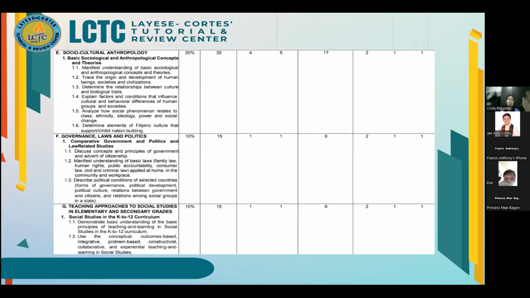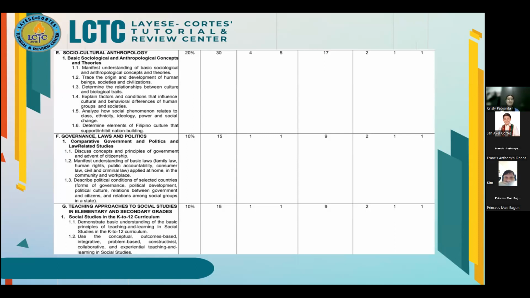So, trace the origin and development of human beings, societies, and civilizations. If you're familiar with Charles Darwin, the natural selection, common nga phrase nga survival of the fittest. So it's under sociocultural anthropology. So explain factors, differences of human groups and societies. So analyze how social phenomenon relates to class, ethnicity, ideology, power, and social change. Then determine elements of Filipino culture that support or inhibit nation building.